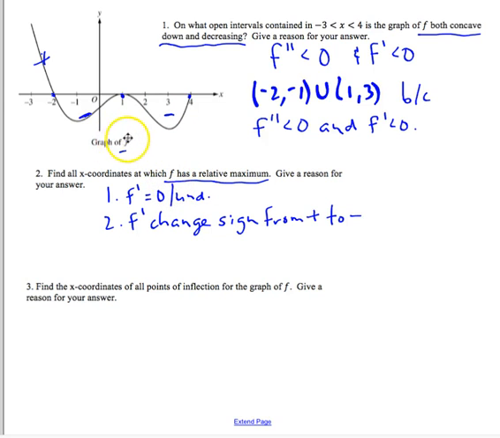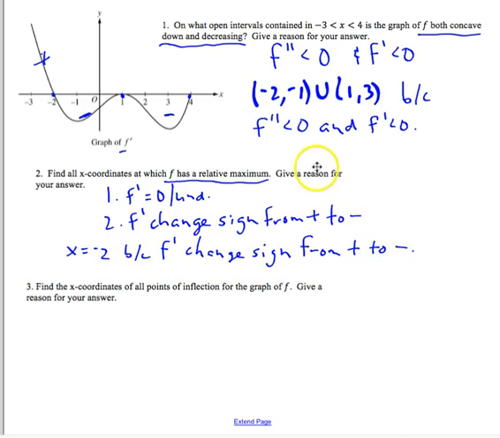And the only place where the graph of f prime goes from a positive value to a negative value is when x is negative 2. And there is our answer. Our answer is going to be x equals negative 2. And our reasoning, just like we did in the first question, is that our interpretation is going to be our reasoning. X equals negative 2 is our relative maximum, and this is because f prime changes sign from positive to negative. This simple one-sentence answer is the reason that we need to give for a question like this.